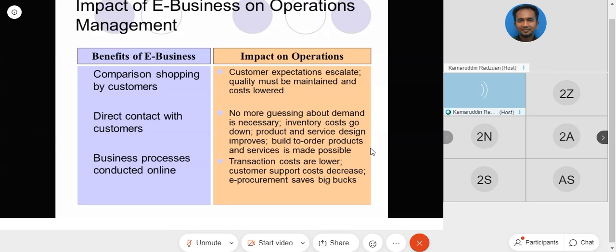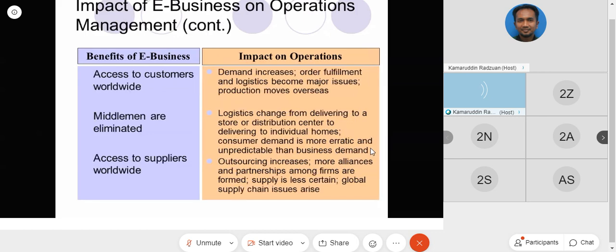Inventory costs go down, product and service design need to be improved, and the process of producing the product will tend more toward made-to-order products and services. And for business processes conducted online, transaction costs are lower, customer support costs also decrease, and procurement saves a lot of money when doing the business process online.